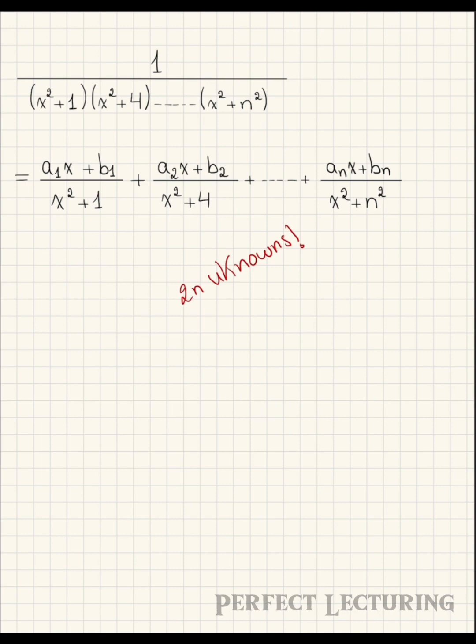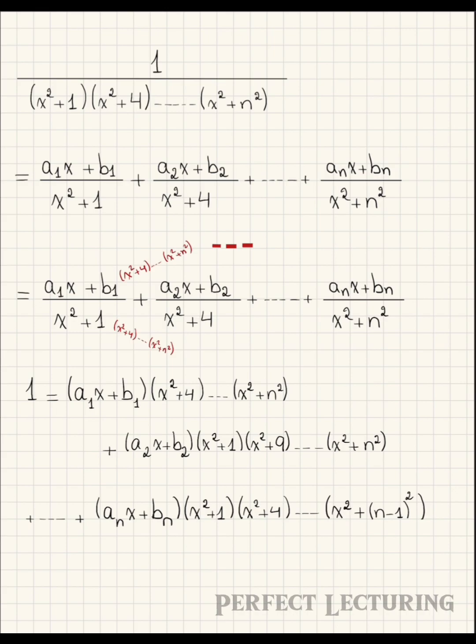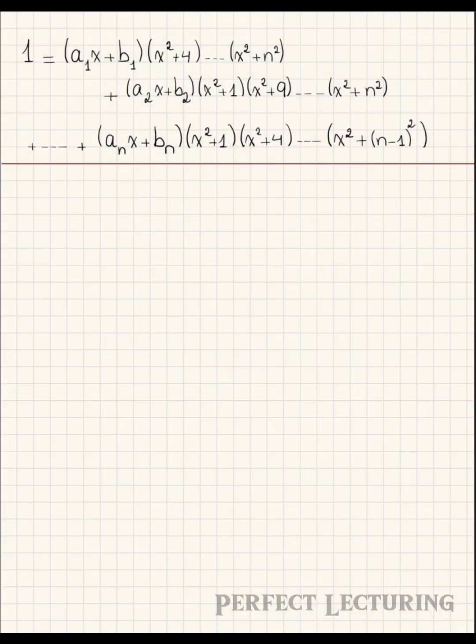To do so, we first find a common denominator, so we multiply each fraction by the missing factor. After that, we will end up with the same denominator on both sides, and I mean this and this, which means we can cancel them, and we are left with the following. 1 equals what we get at the top, and this is what we get. Now the question is, how can we find all these unknowns?